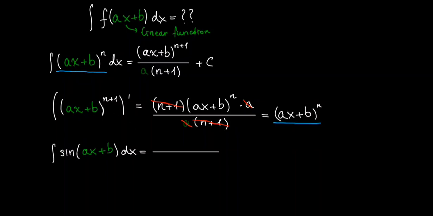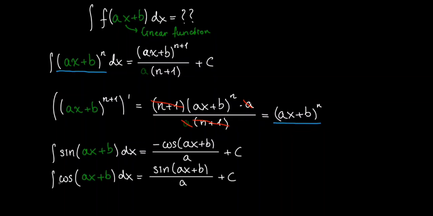If you have sine of ax plus b, then the integral you would get is going to be negative cosine of ax plus b, and then divided by a. The same thing applies for the cosine. Now please note one thing, it's extremely important. This formula only works when inside the parentheses or the inside function is linear.